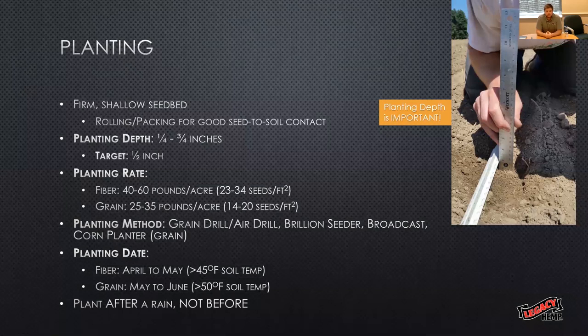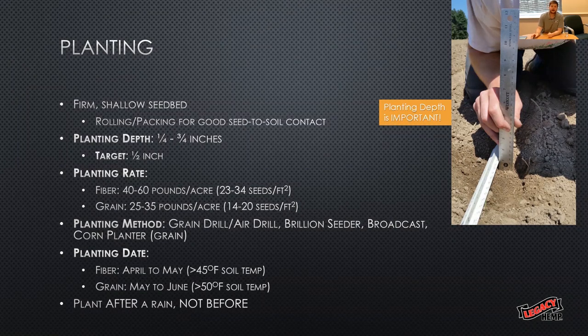Grain production usually is between May and June at a soil temperature of 50 degrees or more. I would say once we get to the middle of June and beyond, we significantly start reducing our yield potential. The majority of farms are likely going to plant the last week of May and the first week of June. That is a pretty good time for warm soils and just good germination and emergence.